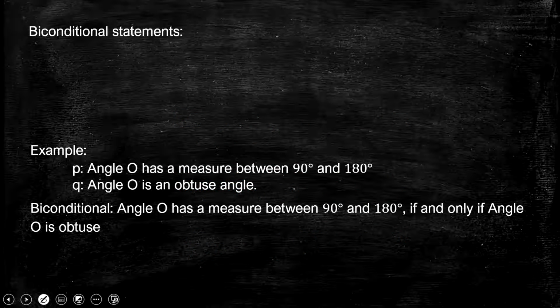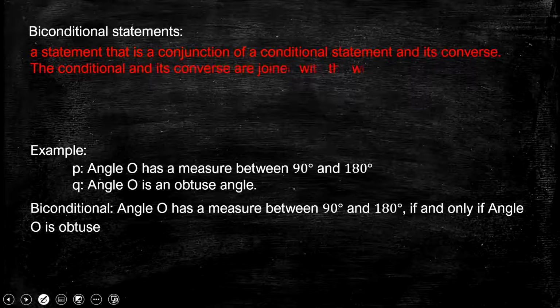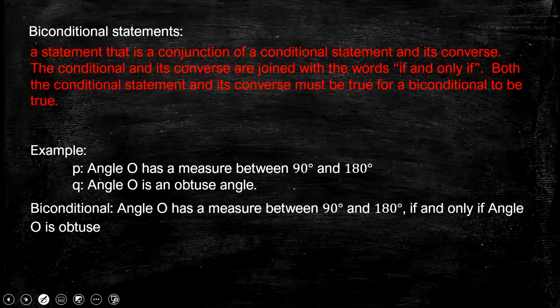Biconditional statements. This is a long definition. These are statements that are the conjunction of the conditional statement and its converse. They're typically joined by the words "if and only if." I'm sure you've heard that before. Like I tell my daughter, she can go out to dinner with her friends if and only if her homework's done. So both the conditional statement and the converse must be true for the biconditional to be true.